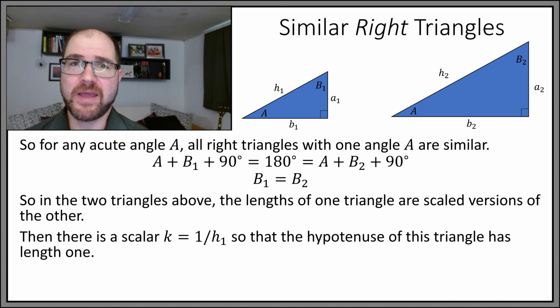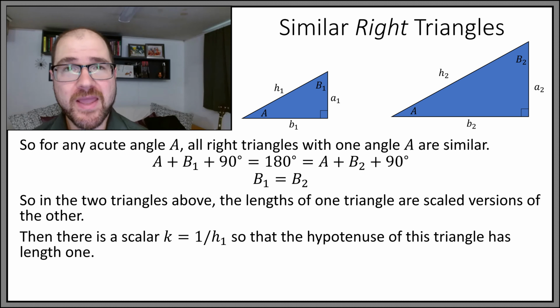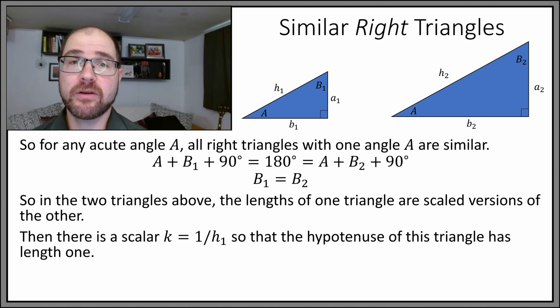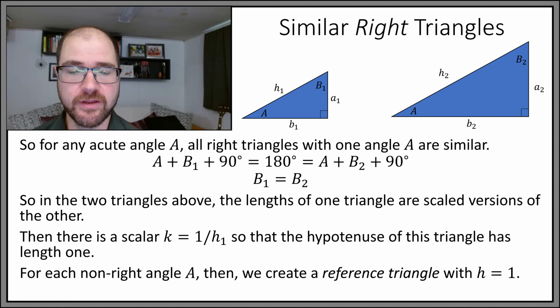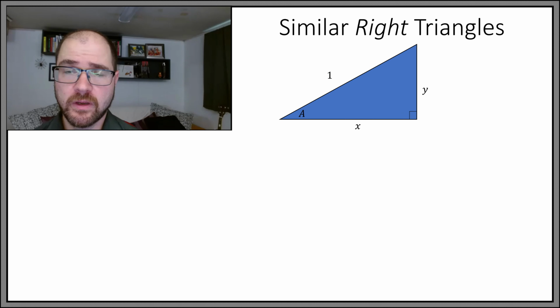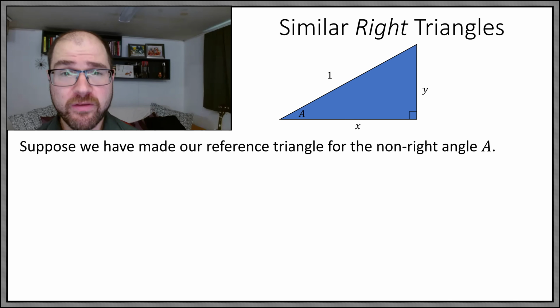I could pick a specific scalar, I'm going to call it 1 over h1, to make a similar triangle where the hypotenuse will have length exactly 1. And for each non-right angle A, any angle in the first quadrant between 0 and 90 degrees, I could make a reference triangle, something similar, where the hypotenuse is of length exactly 1. So let's go ahead and presume that we've made that triangle.